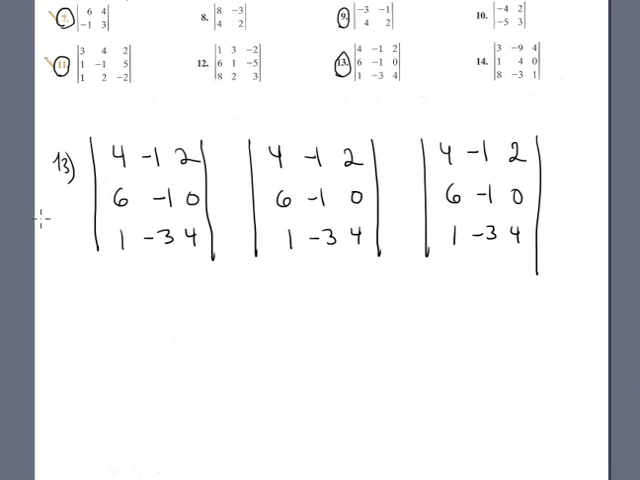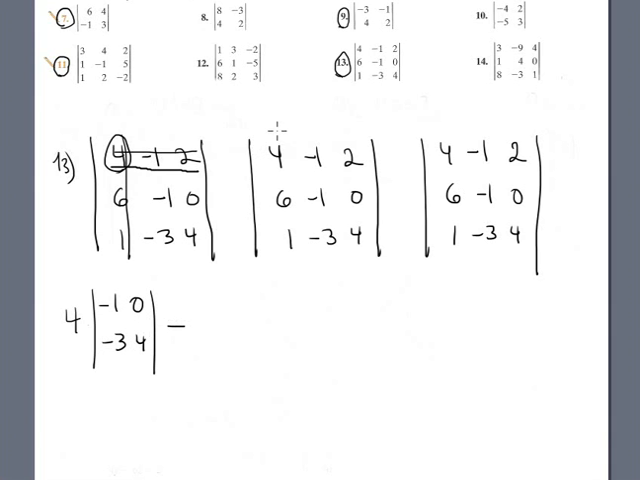Okay, now 13. 13 is similar. So now let me expand it using row 1 again. This is 4 multiplied by something, multiplied by the determinant. When you delete this row and this column, okay, is negative 1, 0, minus 34.